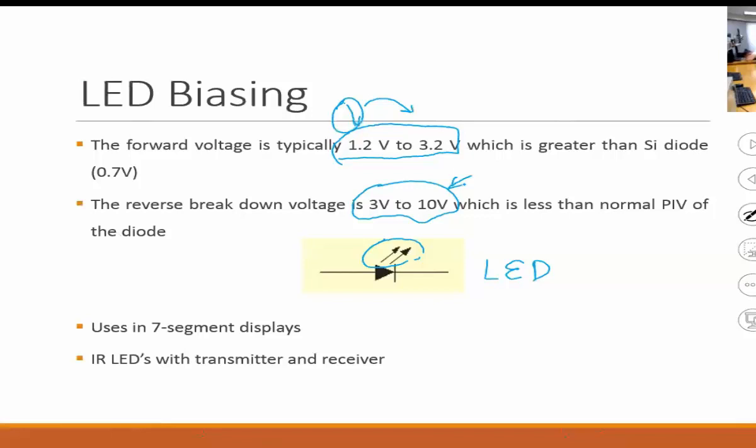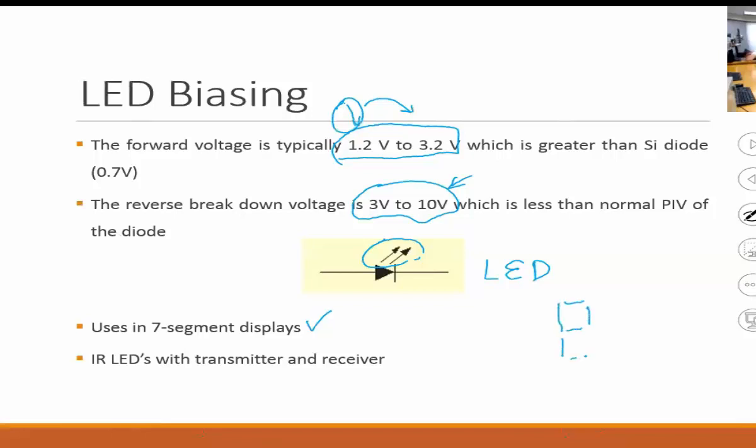These are also used in 7-segment displays. For example, when you're walking on a street at a pedestrian crossing, you push a button and you see a timer that goes down, mostly, correct? That's another type of LED.